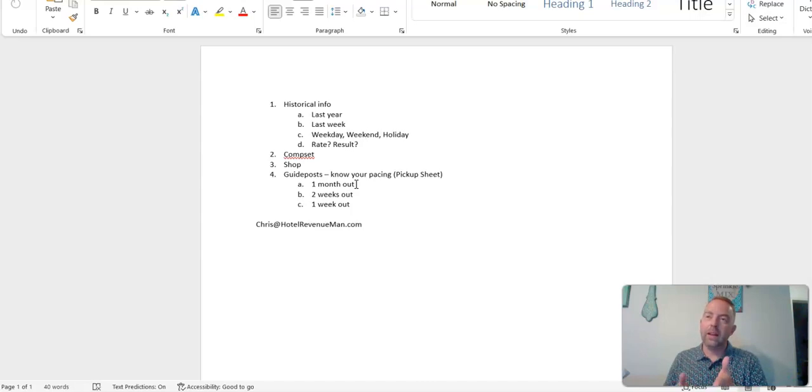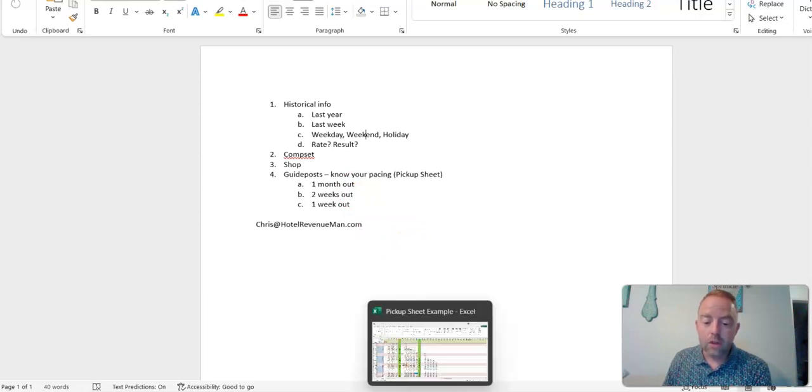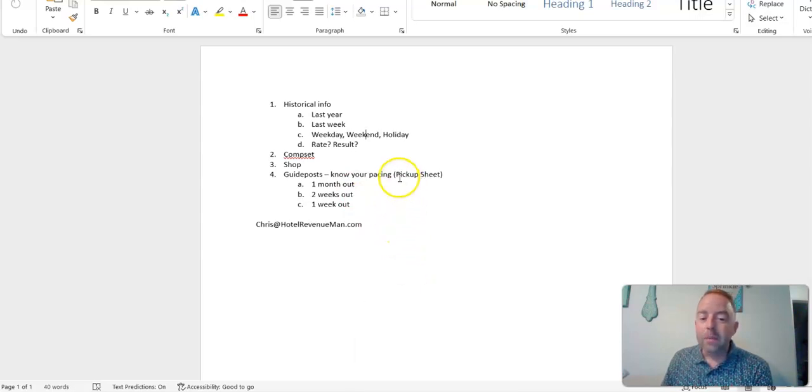In a situation like that, typically you would lower rate, and you want to watch that date to make sure it starts getting some bookings. If it's still stuck, the market's telling you you haven't gone cheap enough. I've developed a pickup sheet.